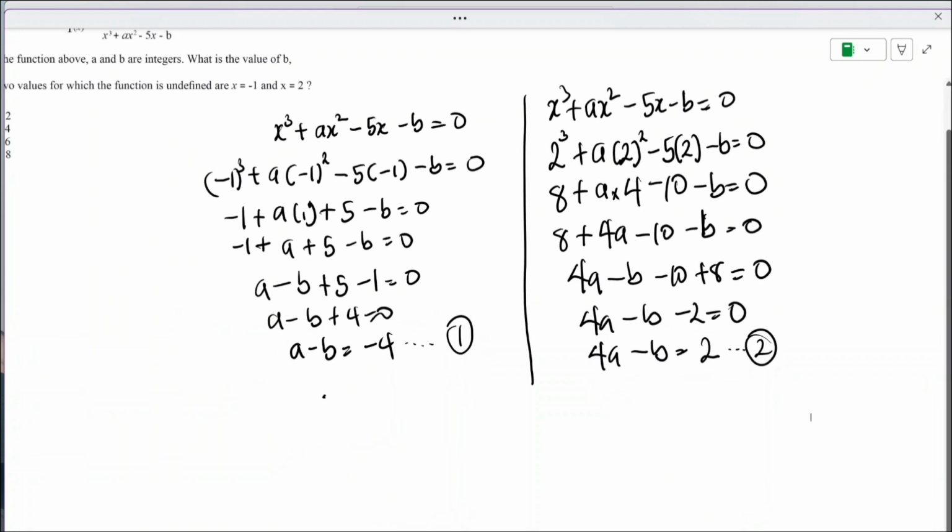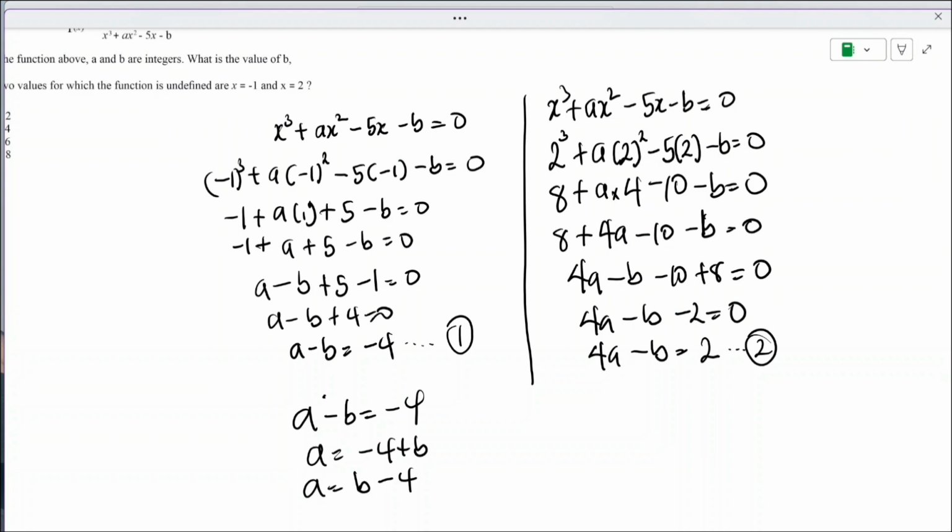So we'll take equation 1, we have a minus b equals minus 4. a equals minus 4 plus b. You take out the negative b, it turns to positive b. So you have a equals minus 4 plus b. The b owns the positive, the 4 owns the negative. You can write it as a equals b minus 4. You can say plus b minus 4, same thing. We can call this equation 3.